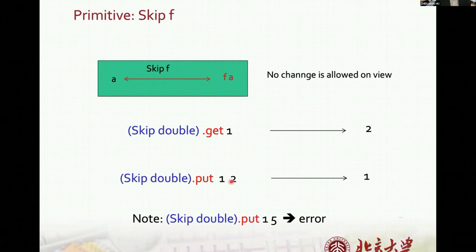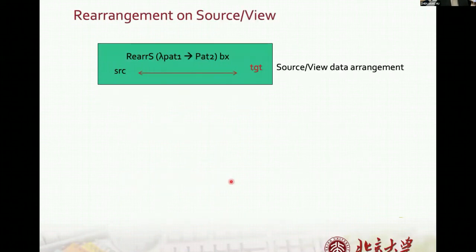These are the important primitives, only these two. And then we can combine smaller ones to form bigger ones. So the combinators: the first one is called rearrange.